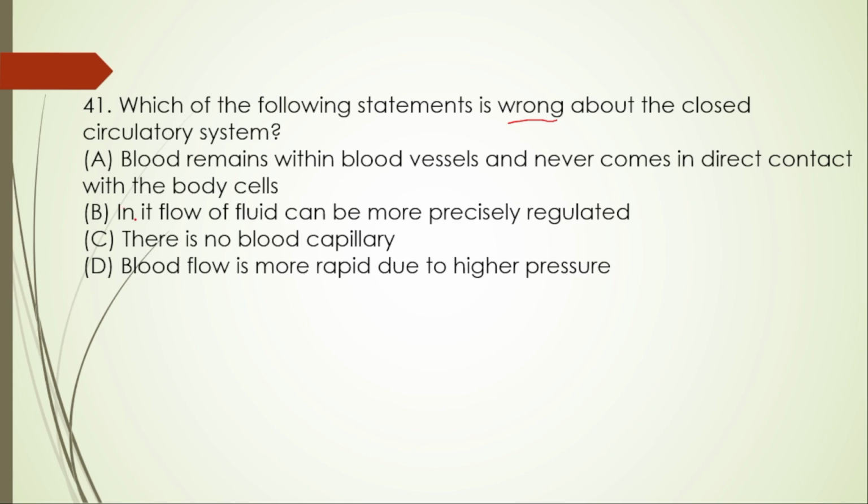B. Innate flow of fluid can be more precisely regulated. Yes, this one is also correct. C. There is no blood capillaries. This one is wrong. Because in closed circulatory system what happens? Capillaries are essential for the exchange of materials between the blood and then tissues. So the C is wrong. Next D. Blood flow is more rapid due to the higher pressure. Yes, this one is correct. Which one is wrong means C is wrong.